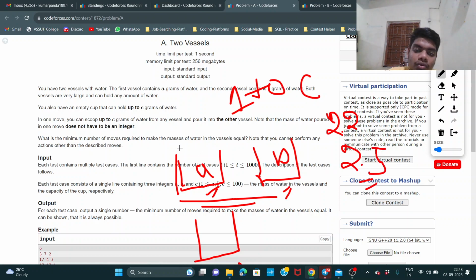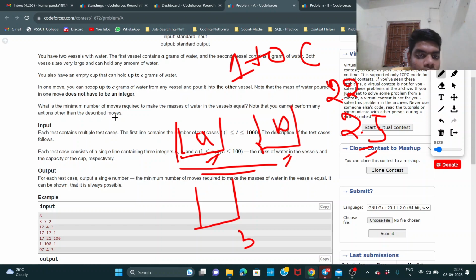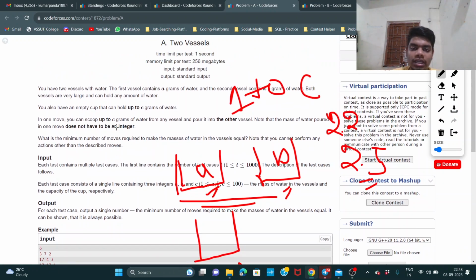You can take water from one vessel and pour it into another vessel. In one move you can take at most c grams of water from one vessel and pour it into the other. You have to tell the minimum number of moves so that the masses of water in both vessels are equal. So this is the question.